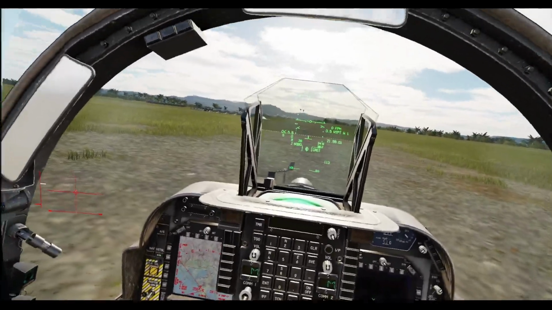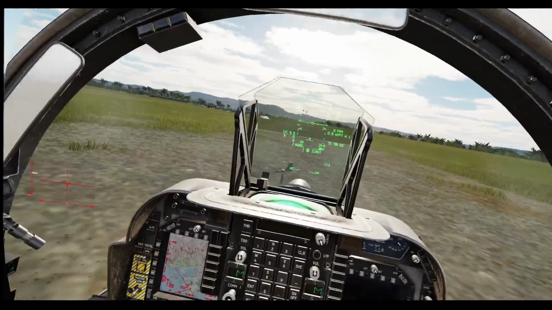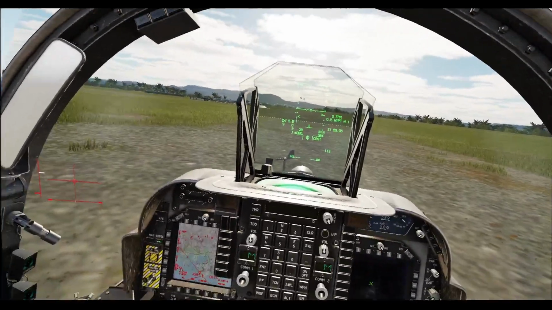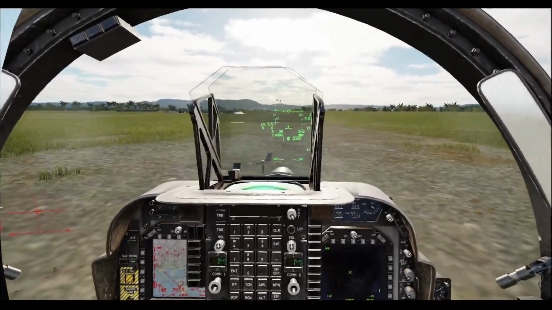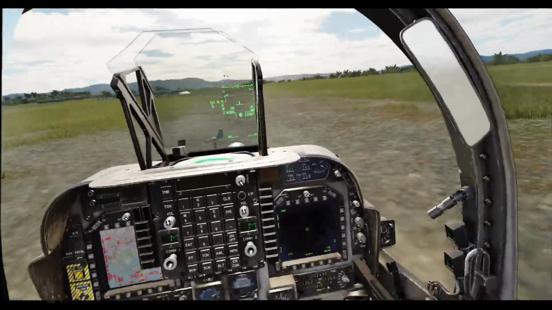Once you're about walking pace, re-engage the nose wheel steering. If you do it any faster, the likelihood is that the nose wheel steering is going to point you in the opposite direction, and you're going to essentially flip the aircraft.